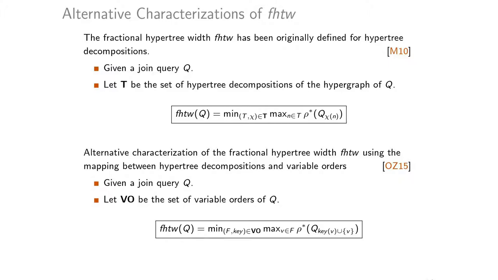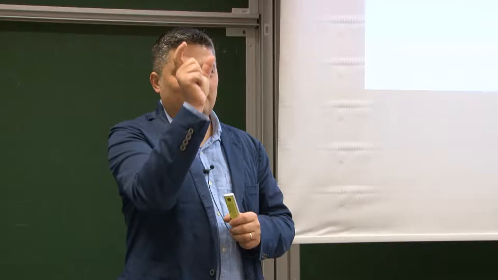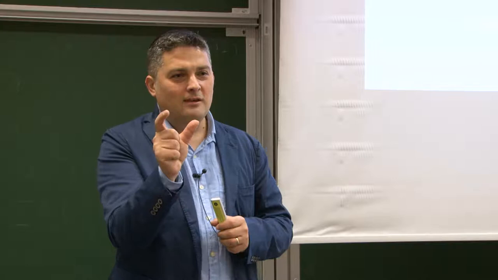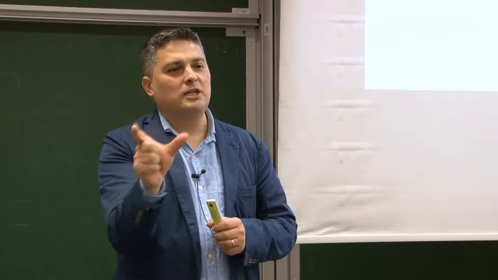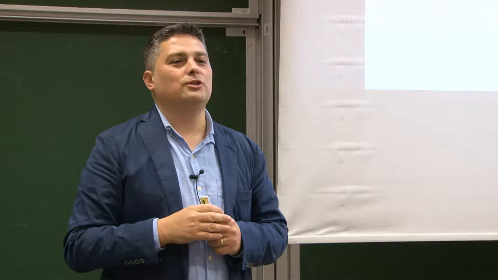The alternative characterization of this width would be via variable orders, obviously, the equivalent mechanism to capture conditional independence we've seen so far. And the idea is this. For our join query Q, let's define the set of all variable orders for that join query. Then what we do is similar. We look at all possible variable orders, and we minimize over them. For each variable order, we look at all queries defined by the key of every variable and the variable itself. We define a subquery, and we take the fractional edge cover number of that subquery. And then we take the maximum over all such subqueries.